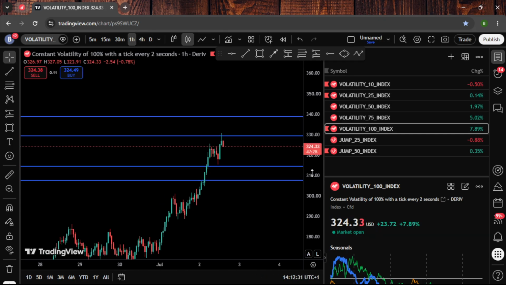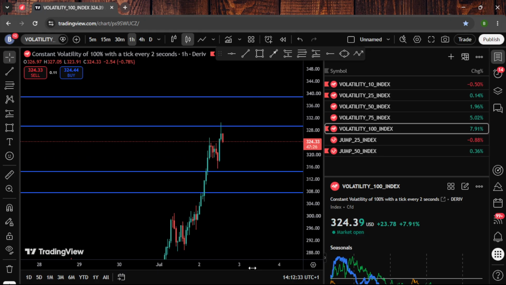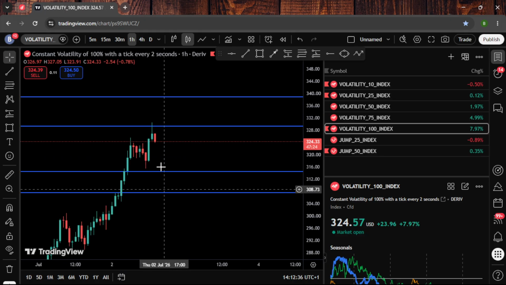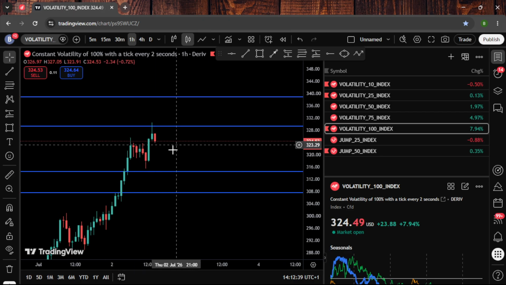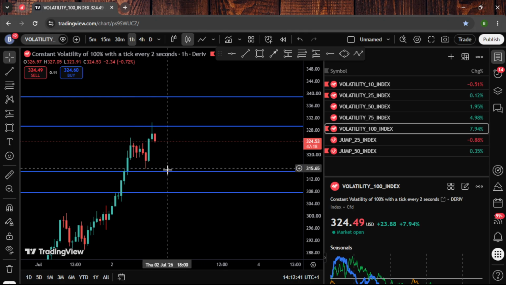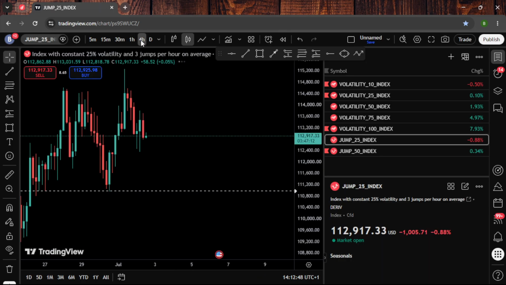I'm going to 1 hour for structure. Now 1 hour is giving me higher highs and higher lows. We're in a bearish market, so if the market closes below this low, pulls back, and then we sell. That's what I'm looking for in the V100. Jump 25.